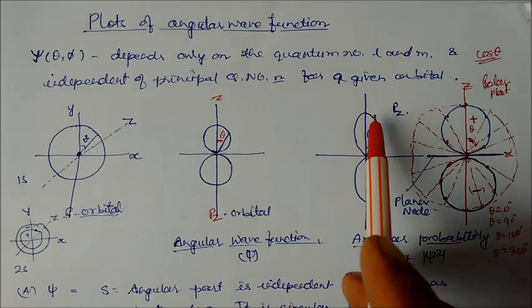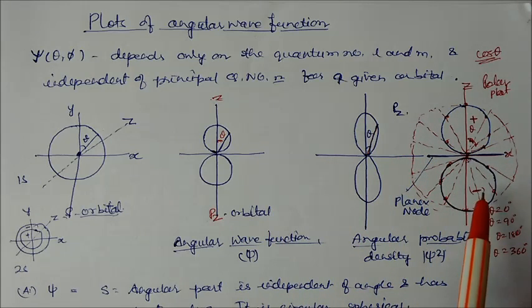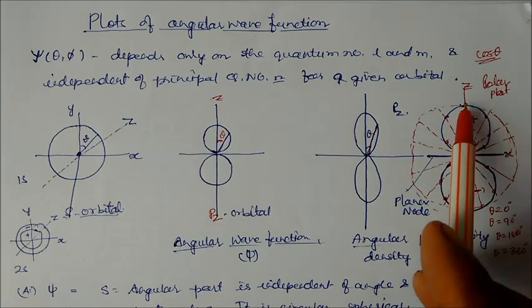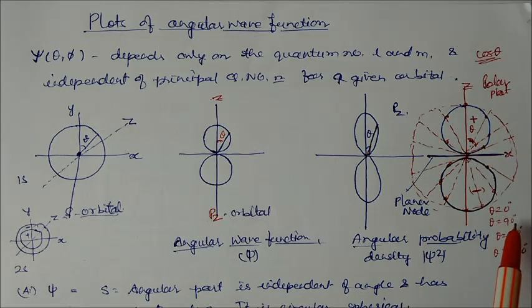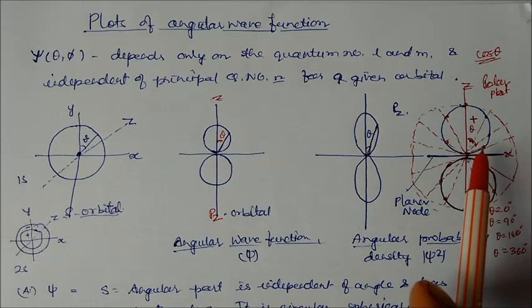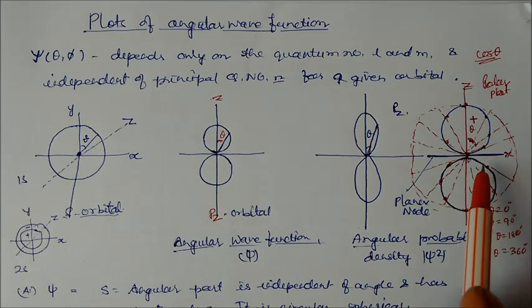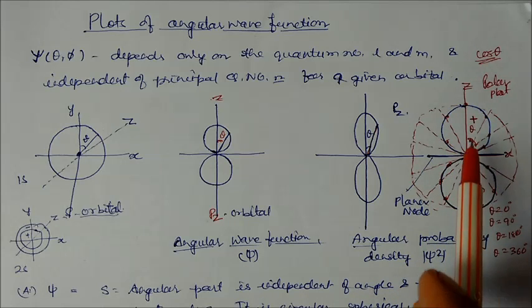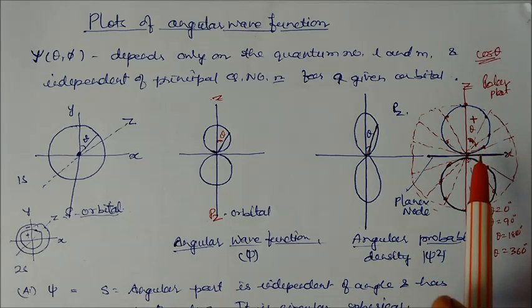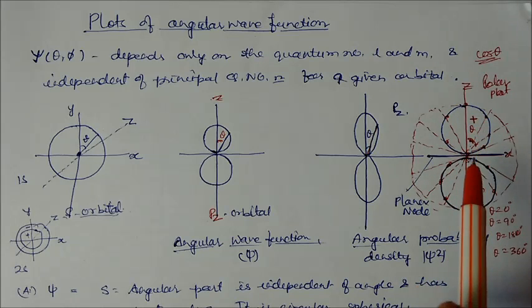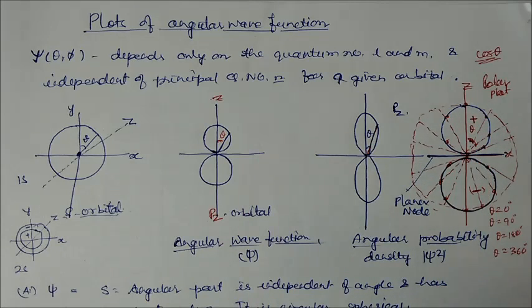You can calculate the graph by using mathematics. It depends on theta. You can see these points are there: theta 0, theta 90, theta 180. From the Schrodinger wave equation, we calculate these points and draw them with the help of mathematics. After drawing these points, we will understand why the shape of the p orbital is dumbbell shaped. So this is the polar plot of the angular wave function.